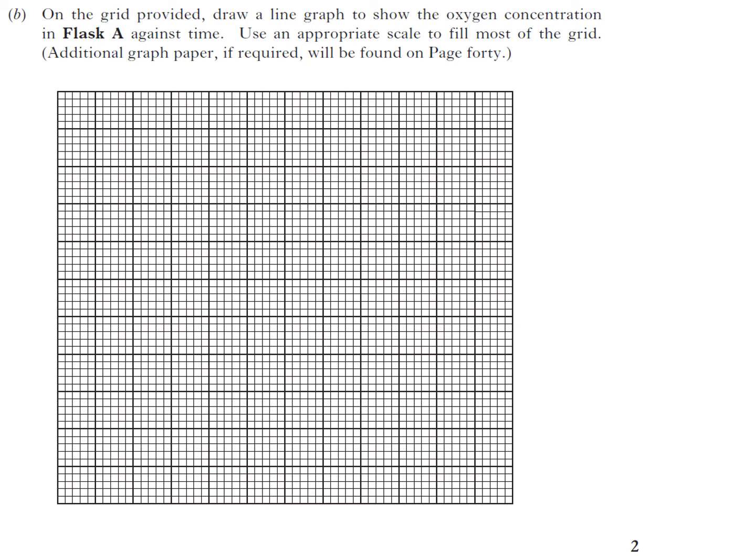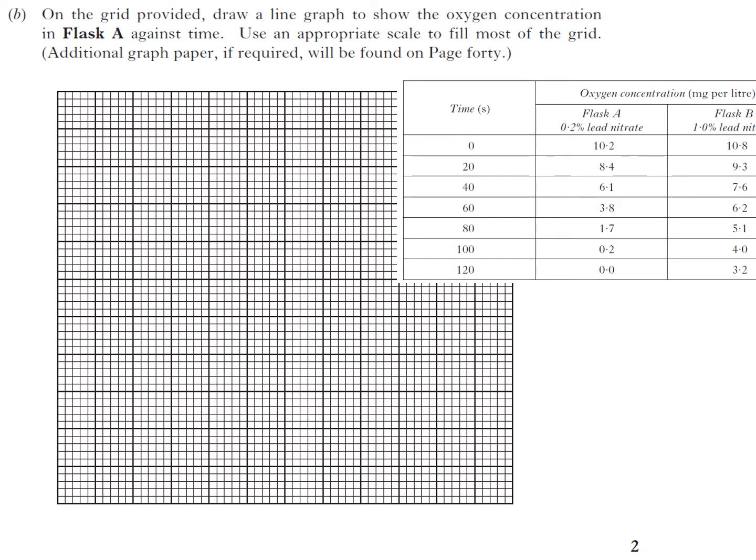Okay, so we have a graph question. We're asked to draw a line graph to show the oxygen concentration in Flask A. It is in bold, so therefore it's important that you just do that. Using an appropriate scale to fill most of the grid. This is standard now, you will see this every time, and that means that you know it's going to be part of the mark scheme, that if you don't do it properly you're going to lose it.